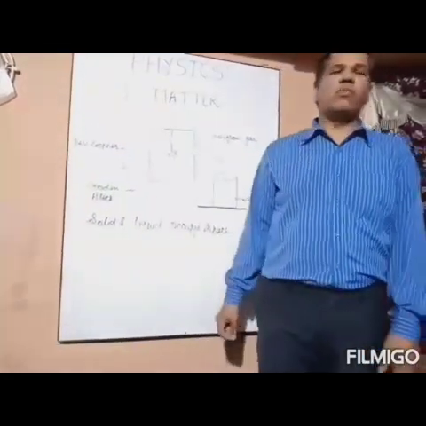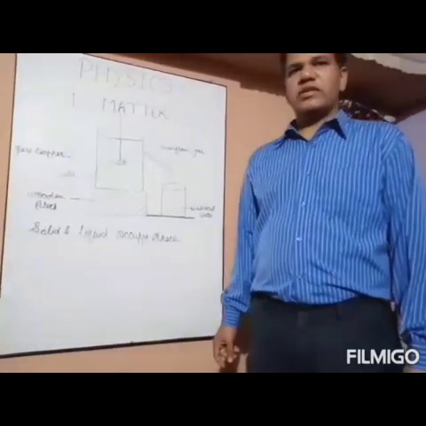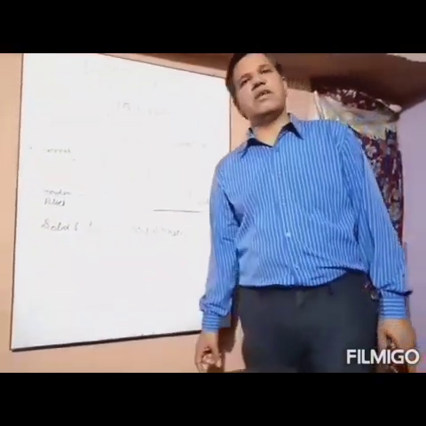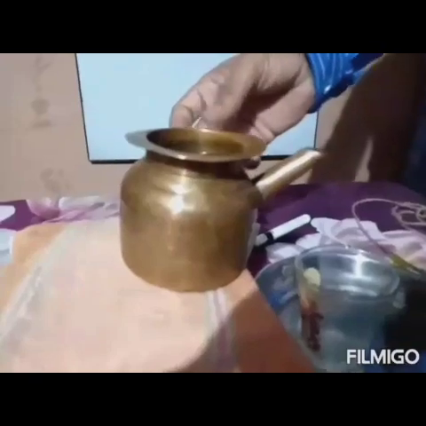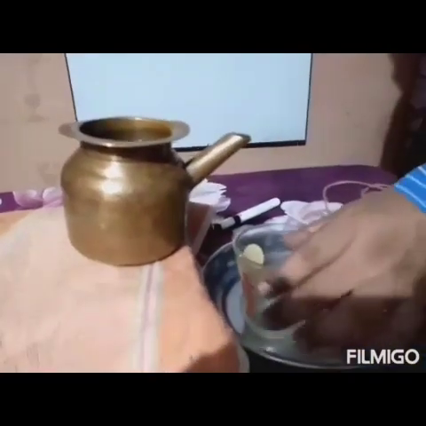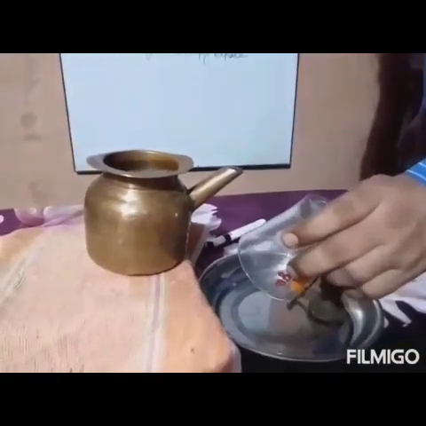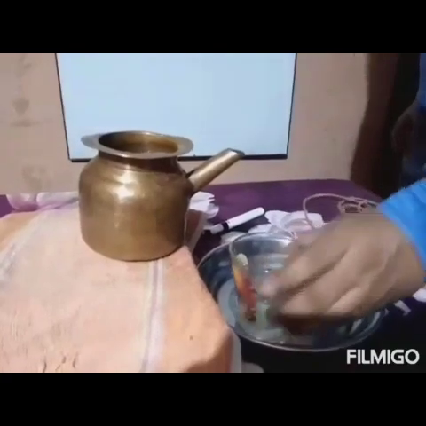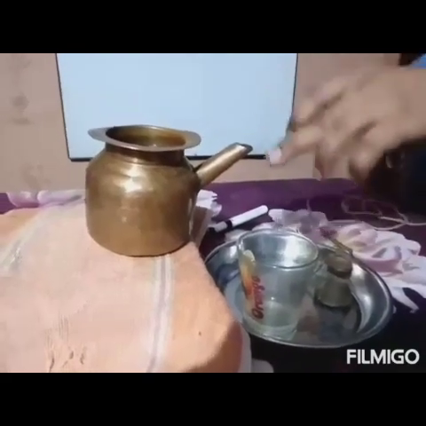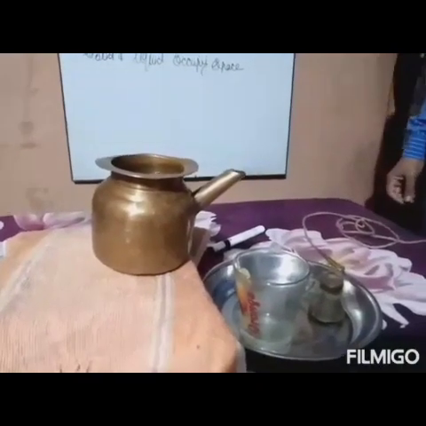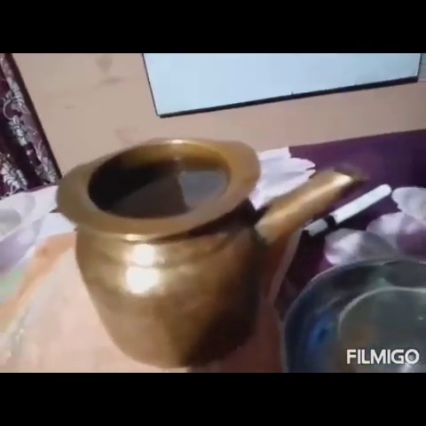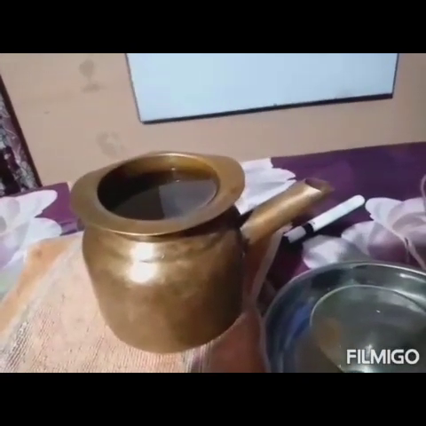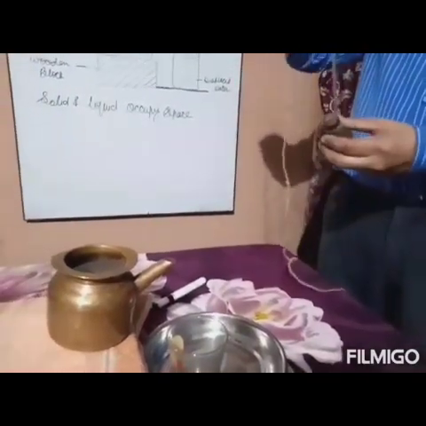As we know, we stay at home due to lockdown. So we start this investigation with the help of available materials in our home. Let me start. Here we take a pot with a spout and we take a dry glass. This is empty. Place the glass under the spout. Then we fill the water till the spout. Now we take a stone and tie the stone with thread.